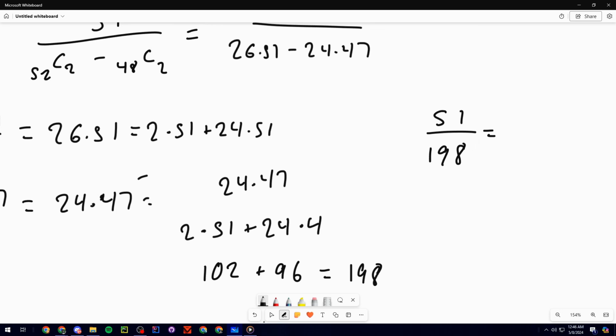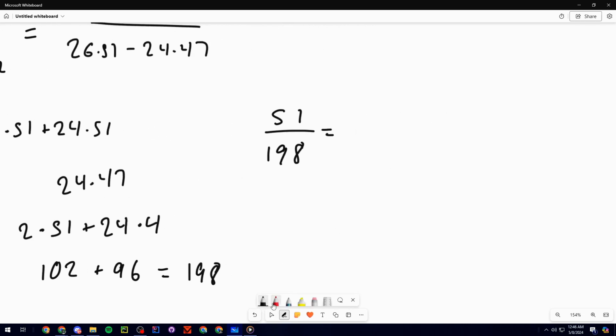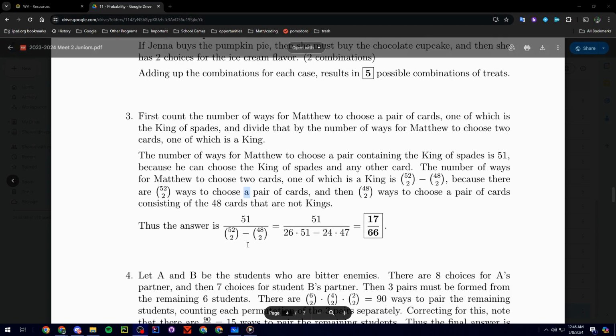But can we simplify it? Yeah, because both numbers are divisible by 3, right? That's just the divisibility rule of 3 kicking in. Dividing the top, we should have 17 as our numerator. And dividing the bottom by 3, we should have 66 as our denominator, giving you the final answer of this final problem of this 7th grade competition as 17 over 66. So yeah, pretty fun problems.